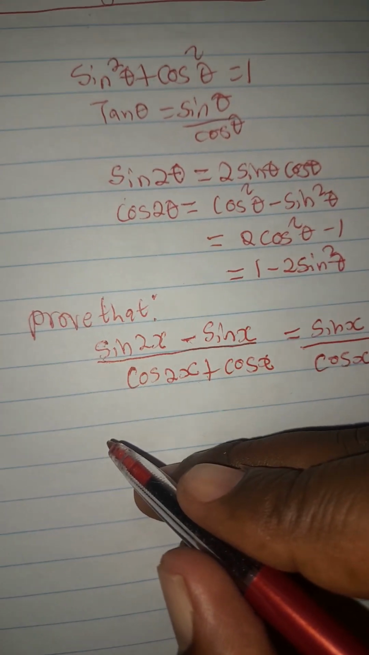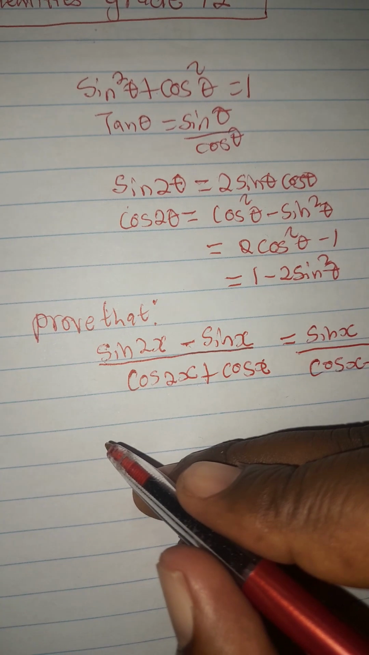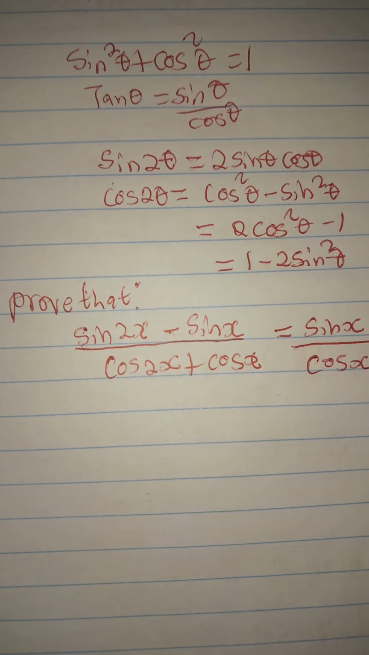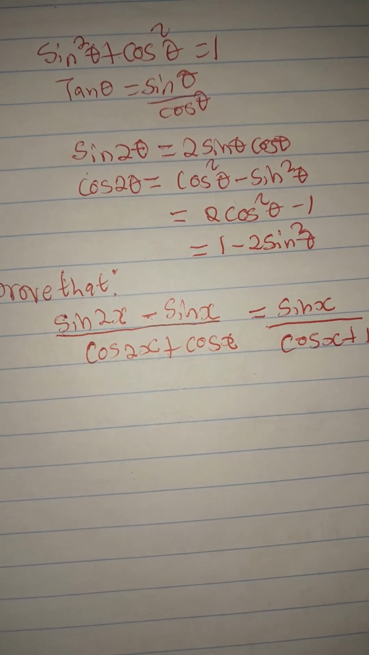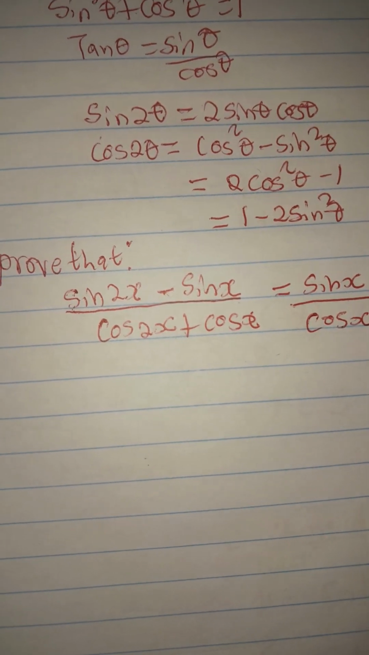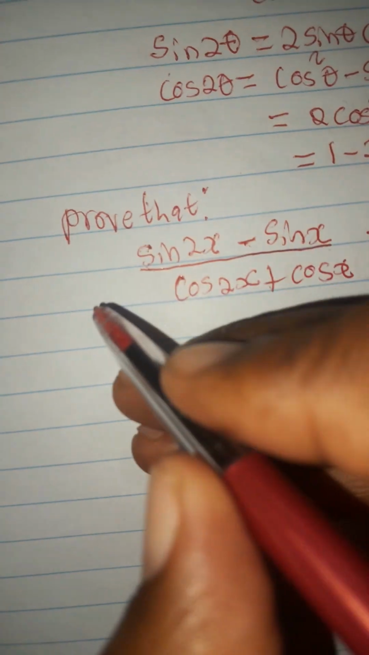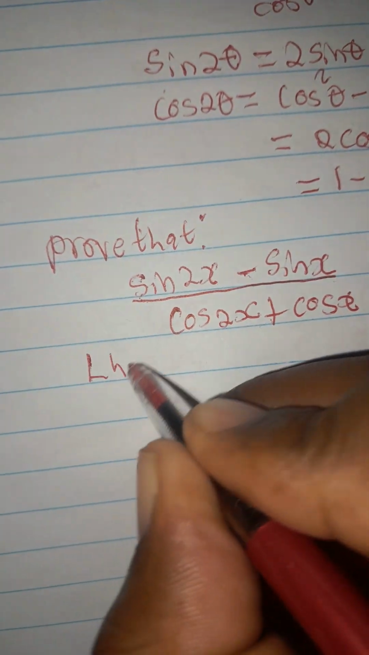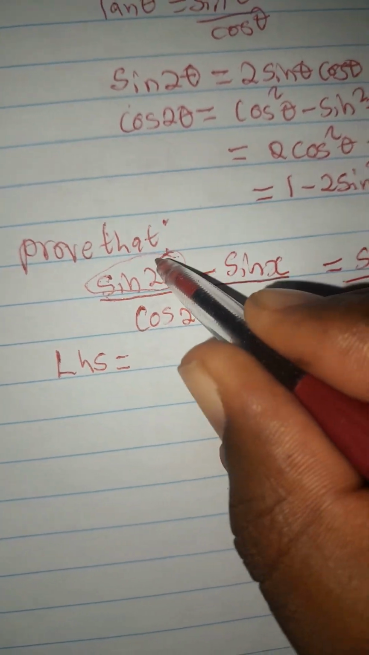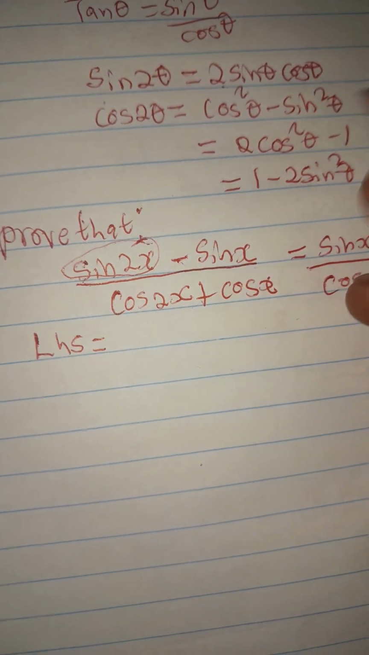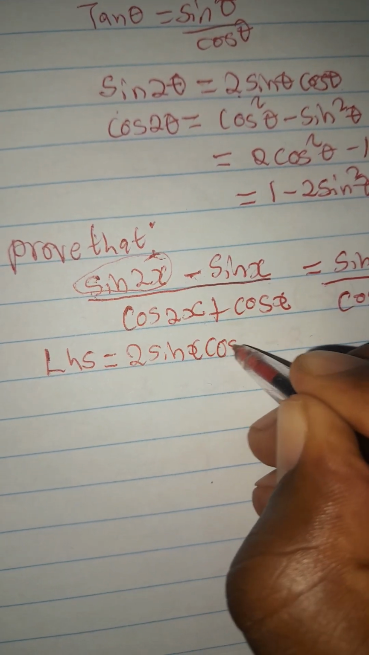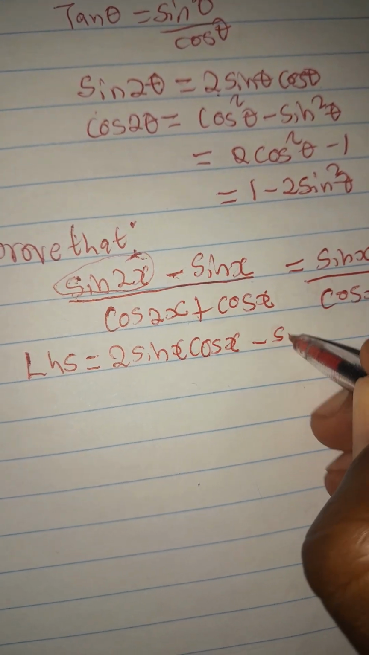So first thing first, check the easiest side. In this case, we can see from the right hand side that there's only cos x plus 1 and sine x. So we don't have any identity, so we cannot work with it. In this case, we can work with the left hand side. So let's put this into practice. Since sine 2x is the same as 2 sine theta and cos theta, it's a double angle, we are going to have 2 sine x cos x minus sine x.